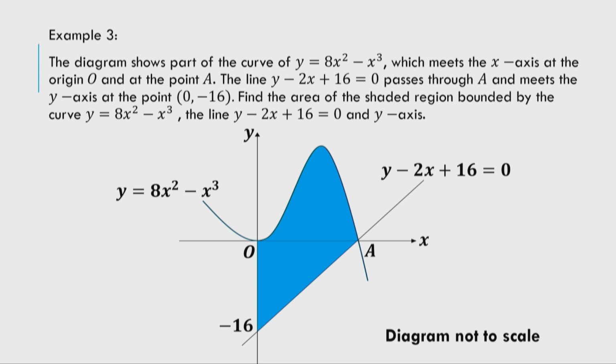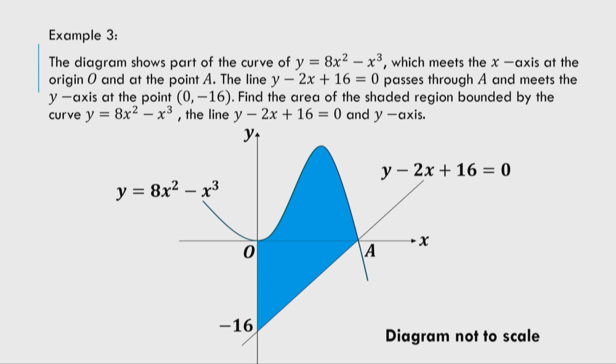The diagram shows part of the curve of y is equal to 8x squared minus x cubed, which meets the x-axis at the origin O and at the point A. The line y minus 2x plus 16 is equal to 0 passes through A and meets the y-axis at the point 0, minus 16. Find the area of a shaded region bounded by the curve y is equal to 8x squared minus x cubed, the line y minus 2x plus 16 is equal to 0 and the y-axis.